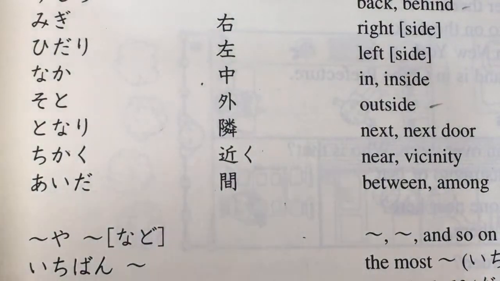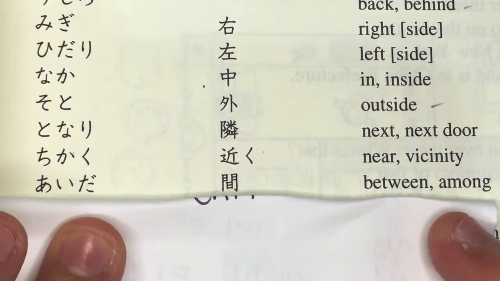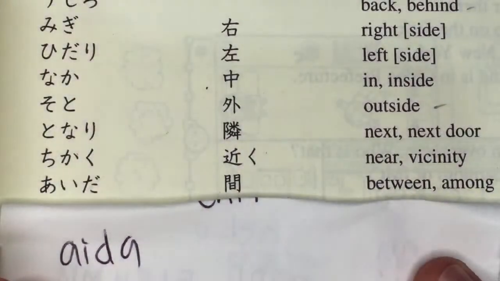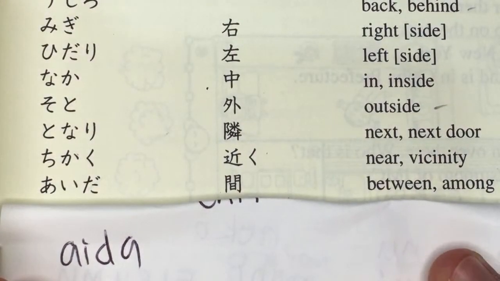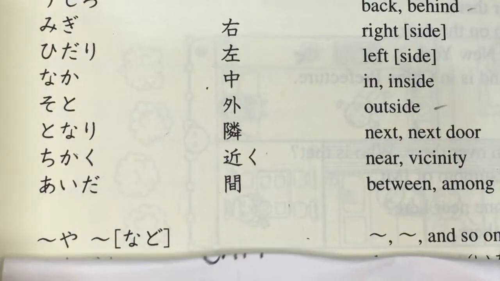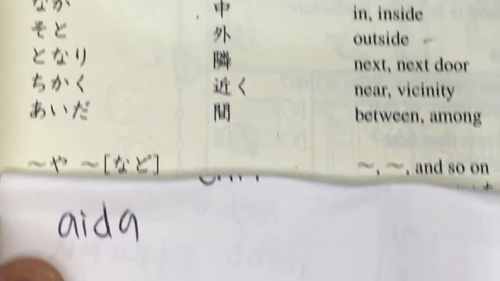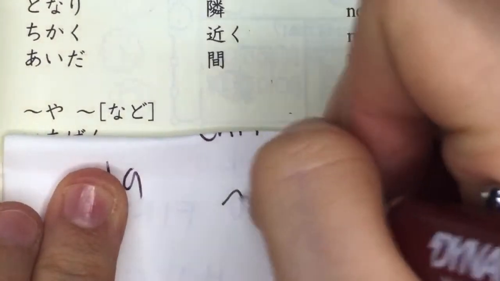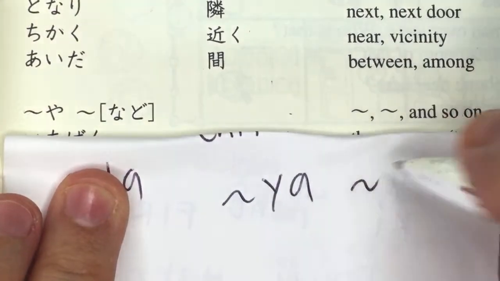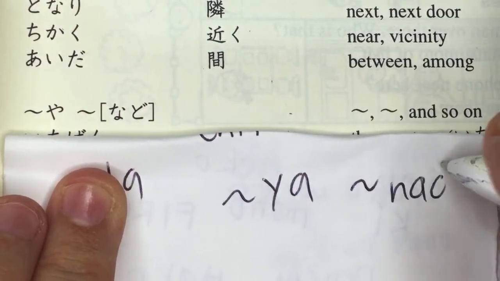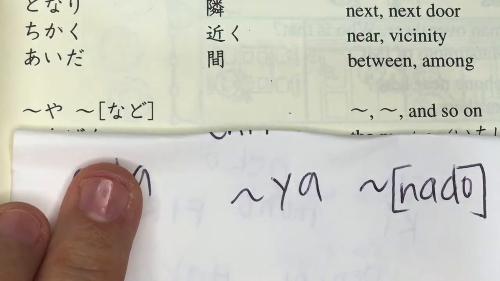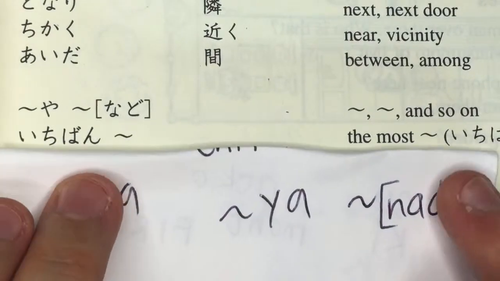Next, we have aida, between, among. Si aida o si Lorna o si Faye. So, we have aida only. Aida, between, among. And this will be part of our grammar point later: ya and nado. So, that is ya, nani ya, sashite, and nado. Magkapit-bahay kasi yan. So, ya and nado, meaning and so on, and so forth, mga ganun.